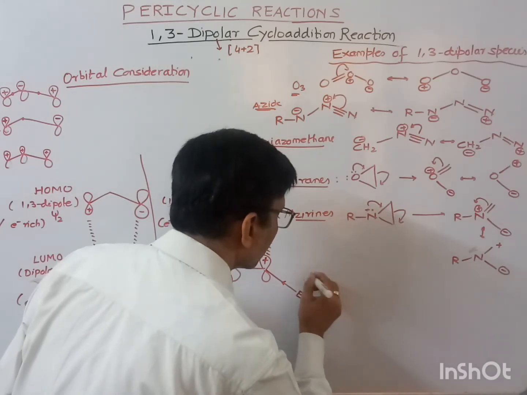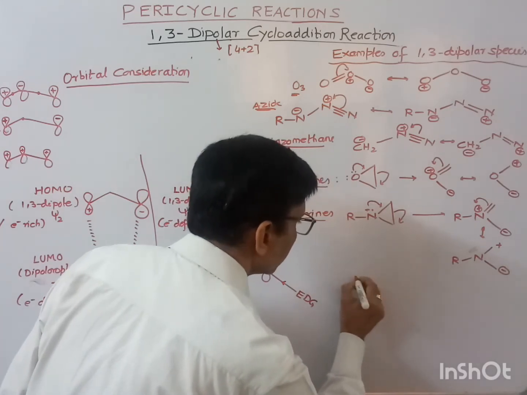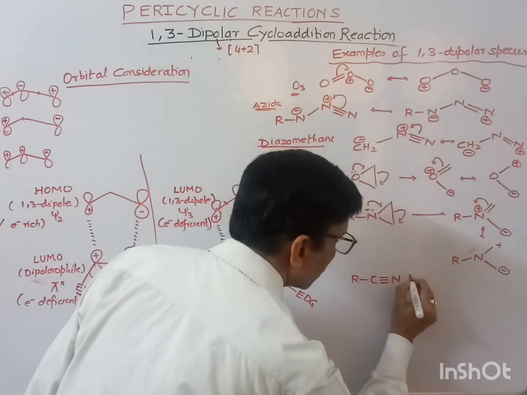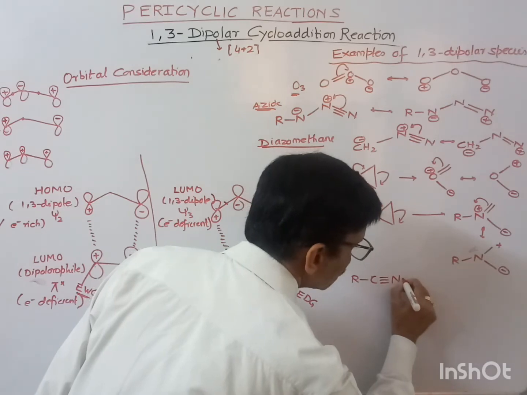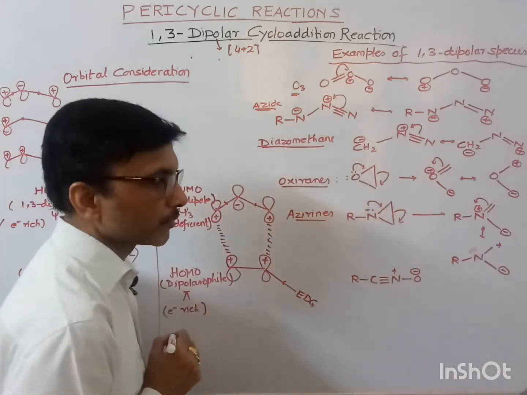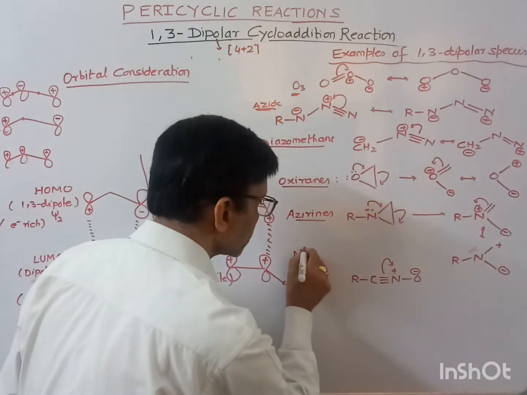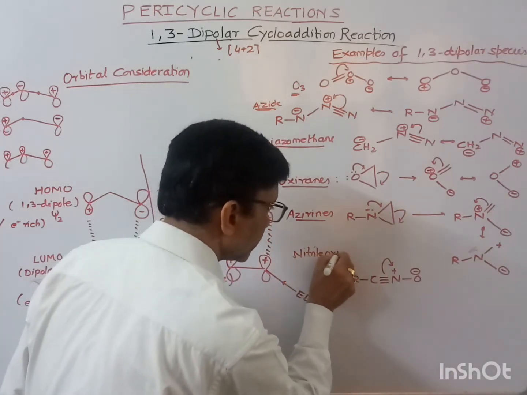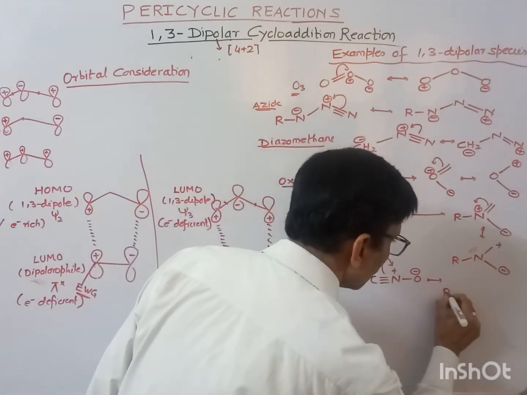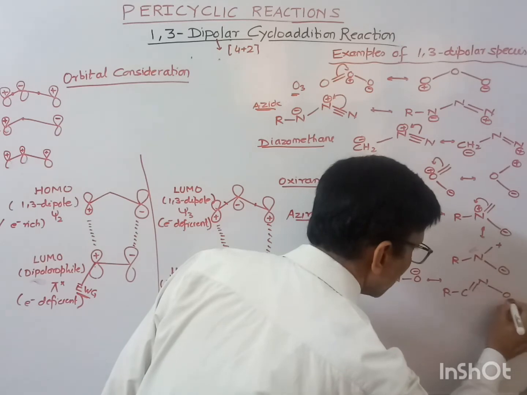Or from nitrile, suppose we have a nitrile oxide. We may write it as a nitrile oxide, and what it will give you is a 1,3 dipolar species.